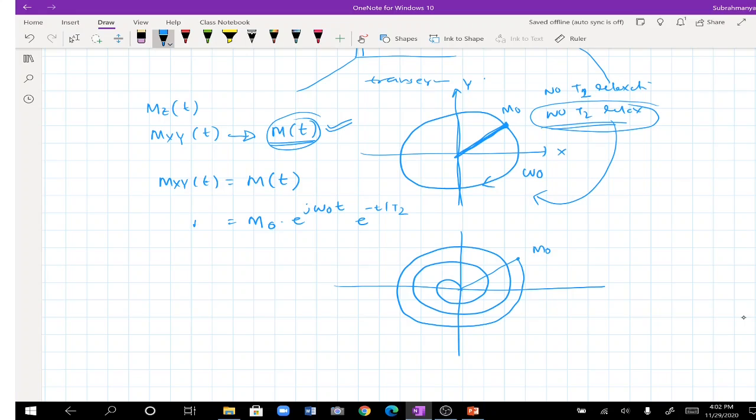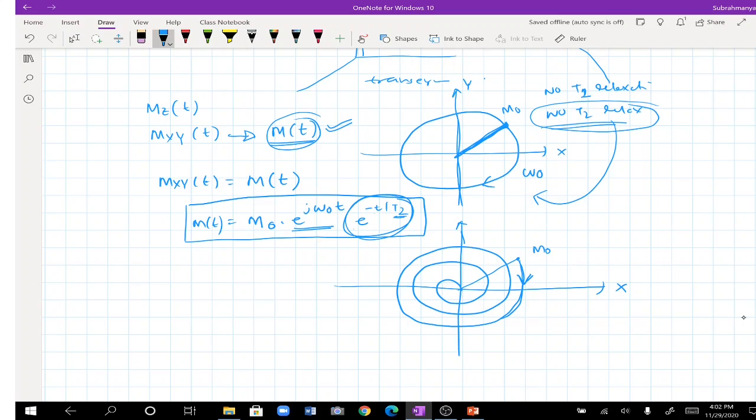The value of magnetization which is measured in the transverse plane would be equal to M naught, where M naught is the initial value, rotating in the xy plane with a frequency of omega naught. So this would be M naught into e power j omega naught t, and its magnitude is decaying exponentially by a factor of T2, so that would be multiplied by e power minus t by T2.